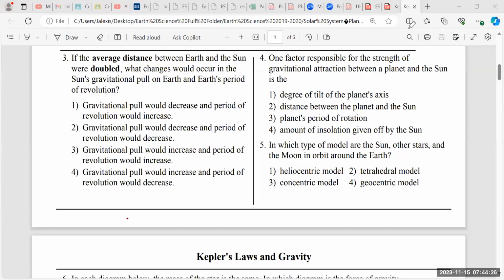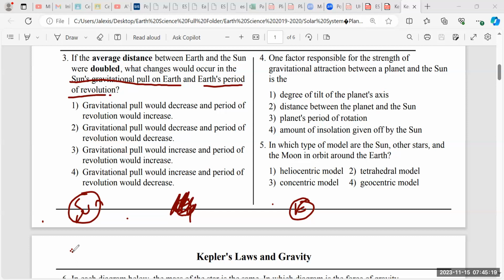All right, number 3. It says if the average distance between Earth and the sun were doubled, what changes would occur in the sun's gravitational pull on Earth and in Earth's period of revolution? So imagine this is the sun and this is the Earth, and let's say this drawing is the representation of the distance between Earth and the sun. They're saying in this new scenario, what if the distance between the Earth and the sun were doubled? Now what will happen to the gravitational pull on Earth and to the Earth's period of revolution?